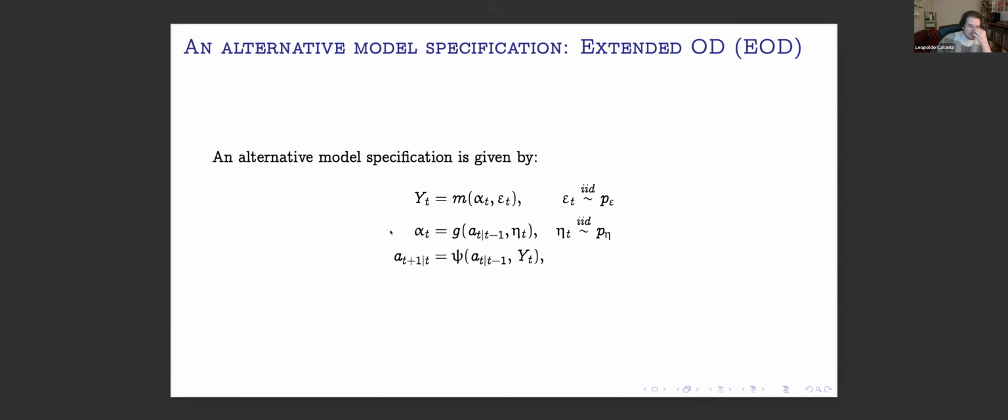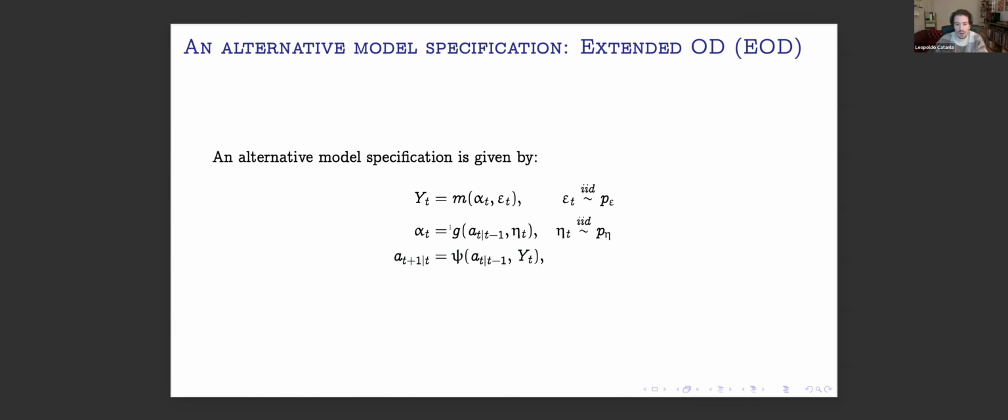Okay, now in this paper, I consider an alternative model specification, which is something I refer to as extended observation-driven. In this specification, we have a measurement equation as before, and now we have a state equation like in the parameter-driven specification. And now this state equation is driven by another shock, eta. And then we have a recursion for this a t plus 1 given t. And this is like the observation-driven case we had before.